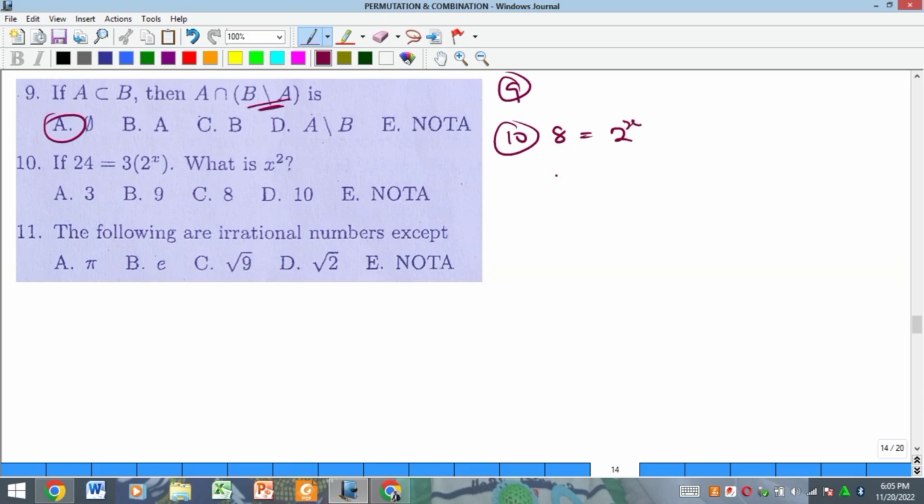So by indices, I'll take two of them to the same base, and then therefore my x becomes equal to 3. And so they say we should find x squared, which is 3 squared, and that is 9. And then number 11 says the following are irrational numbers except. So this is an irrational number. This is an irrational number. Now the square root of 9 is 3, and 3 is not an irrational number. So C is the correct answer here.